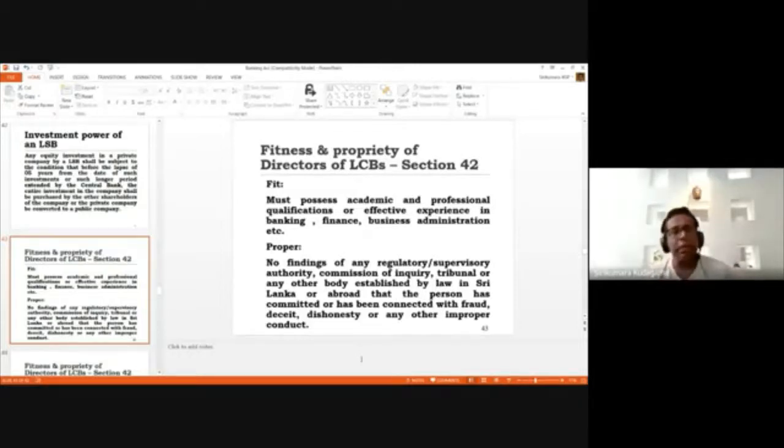Right, that is it. Now we can go into a new area, which is a very important area as far as banking sector regulation is concerned. That is about fitness and propriety of directors of licensed commercial banks.